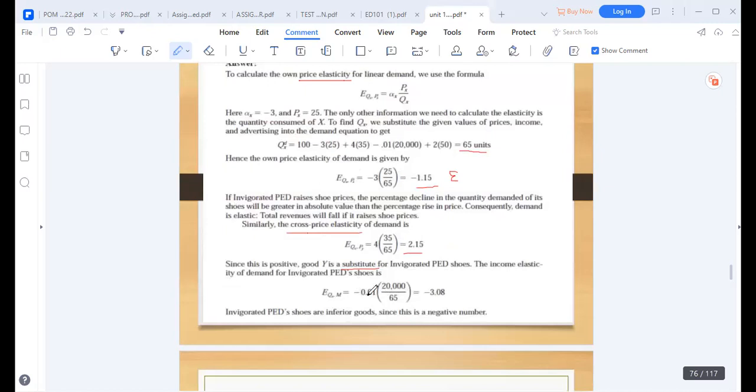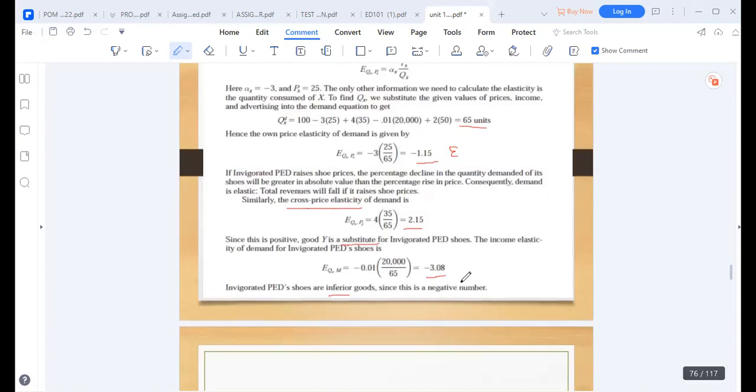Then for income, we also comment depending on the sign if it's a negative or it's a positive. So in this case, we have a negative. What does this mean on the income elasticity? It's an inferior good. So it's an inferior good. Excellent. So this is how you're supposed to tackle this question.